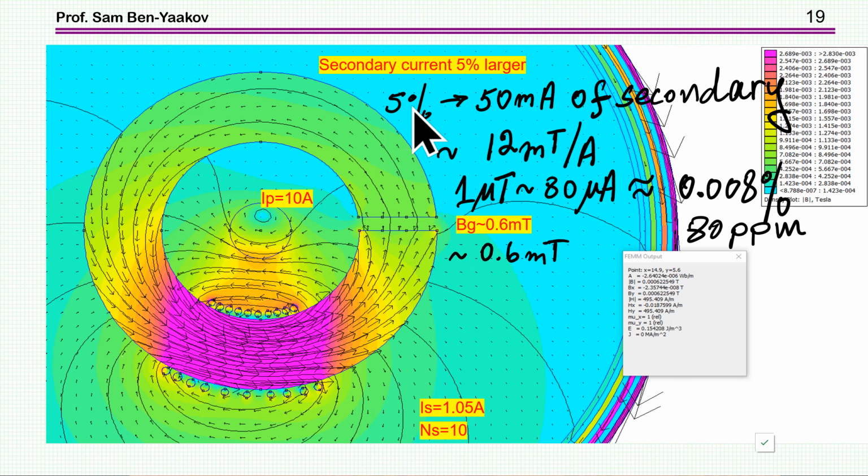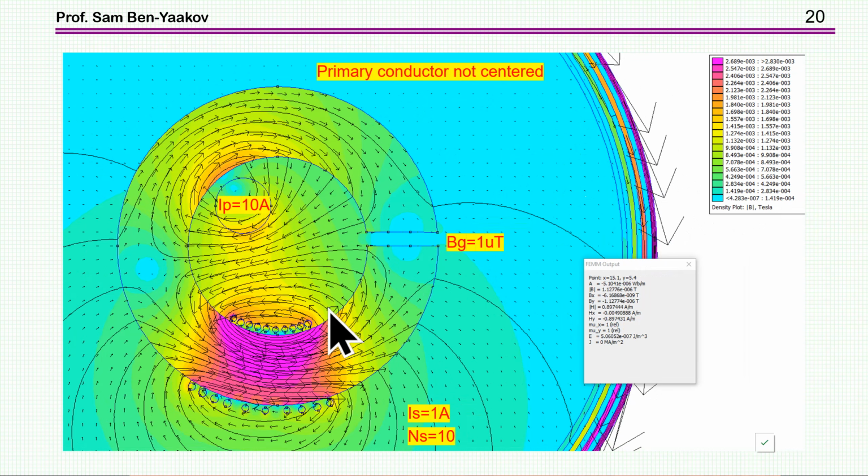So 5% of the secondary is about 50 milliamp. This comes to be 12 millitesla per amp, or 1 microtesla of mismatch corresponds to 80 microamp. This is 0.008% or 80 ppm. So the sensitivity is very good and the offset is very good, and perhaps even better than we see it here, since we have very finite resolution due to the simulator. So this is just the first order approximation.